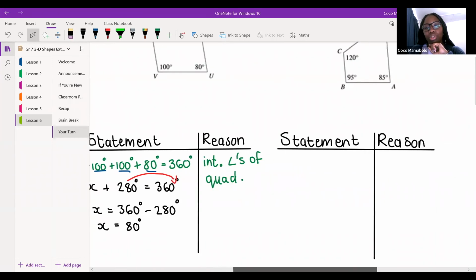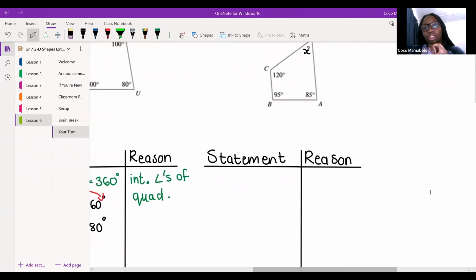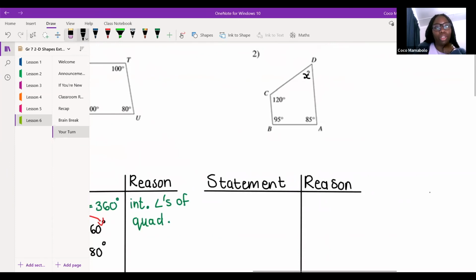Masichaba, are you ready to do number 2 with me? I think Misela was a bit confused on how to do number 2, so you're going to help her out. Are you ready? Yes, ma'am. All right. Give me a statement. The statement is x plus 120 degrees plus 95 degrees plus 85 degrees equals to 360 degrees. Very well done. And what's my reason? Int angles of quad.